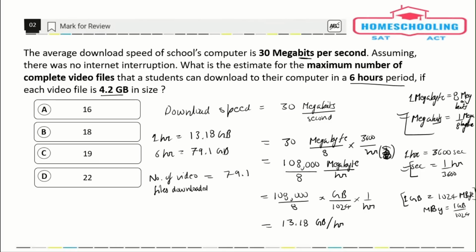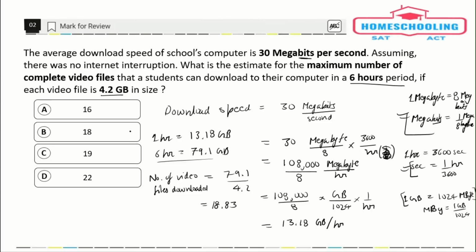79.1 GB. That is the total data that is downloaded by the school computer in 6 hours, divided by the size of each video file, that is 4.2 GB. So they would be able to download around 18.83.